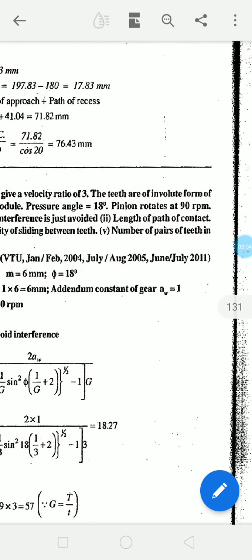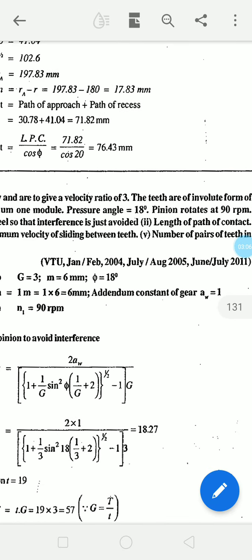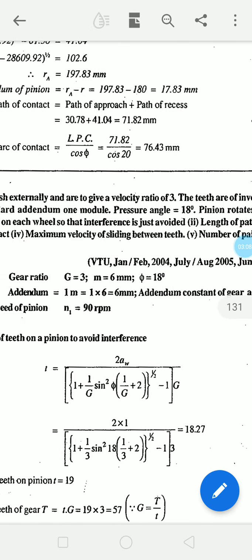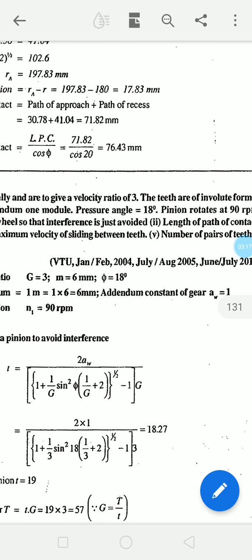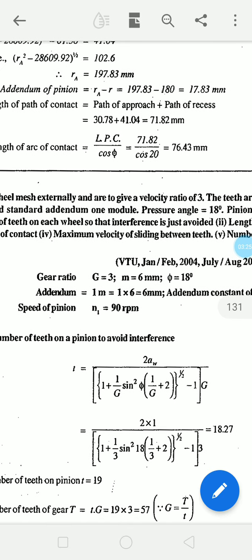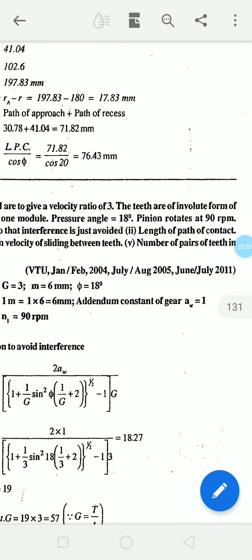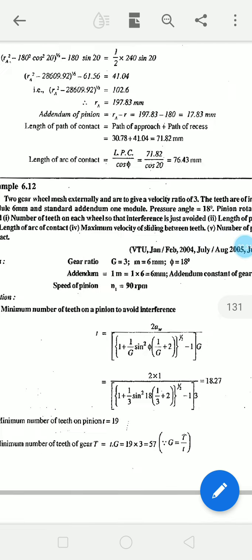Addendum constant of gear, AW equal to 1, because he has mentioned addendum equal to 1 module. AW is nothing but the addendum constant of gear, or addendum constant of wheel also we can say. So that's why he has given 1 m. So addendum constant of gear AW equal to 1.